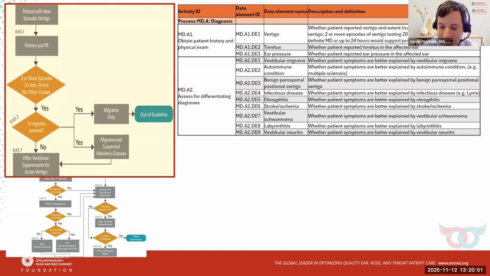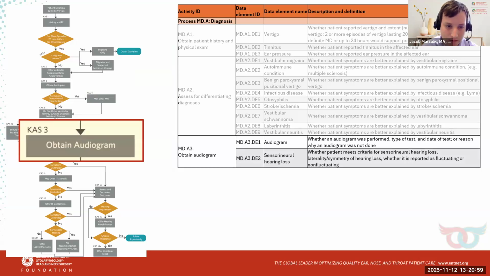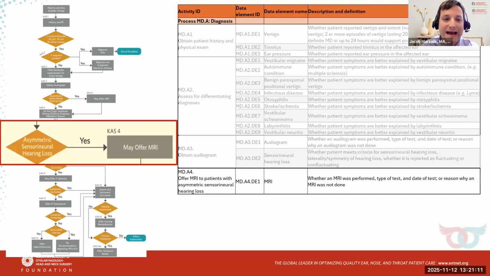Similarly, the CPG recommends assessing for differential diagnoses, and that's in the second one. And then we go to the next part, deciding whether an audiogram was performed. And so you'll see that zoomed into that specific key action statement. And these data element IDs are developed in-house. It's the way to code each of these processes.